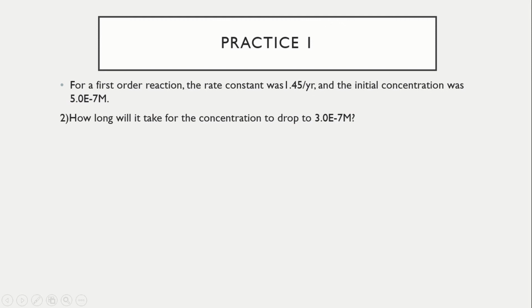The second question asks, how long will it take for the concentration to drop to 3.0 e to the negative 7 molar? So this is asking for the time, and you have to bring up the equation again. ln [A]t equals negative kt plus ln initial concentration. You have to plug in the data, except for the time because that is what you're looking for.